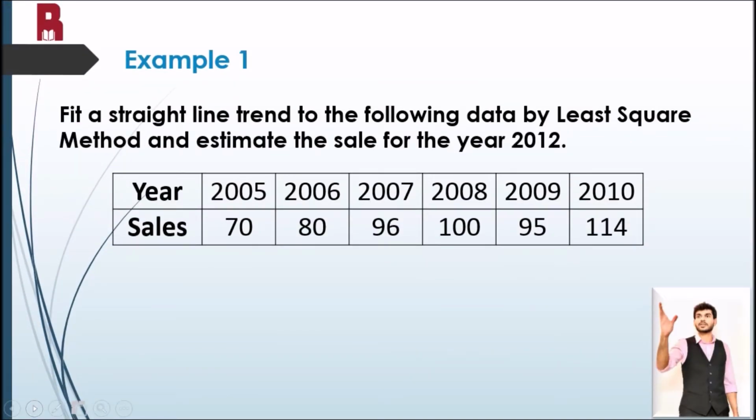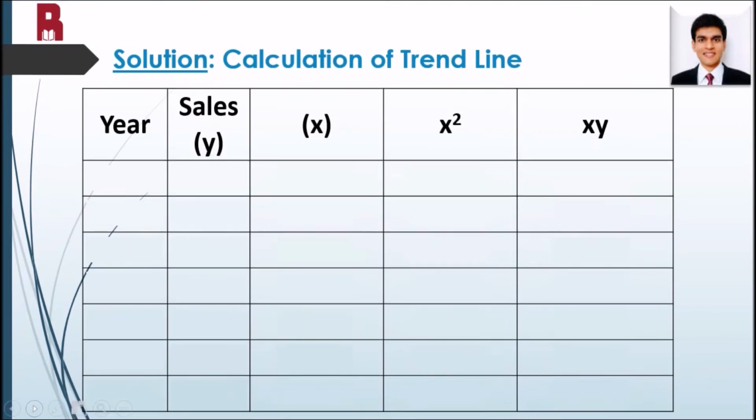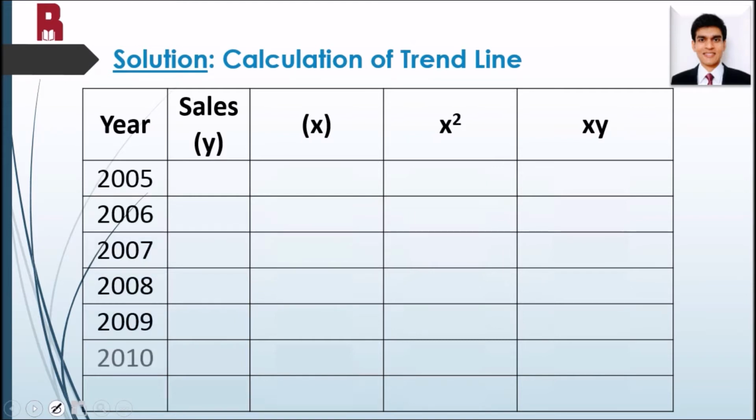The question says fit a straight line trend to the following data by least square method and estimate the sale for the year 2012. We have been given year-wise sales from 2005 to 2010. Now to calculate straight line trend using least square method, what we will do is prepare a table, and we will have the first two columns, that is year and sales, that come from the question. We will copy that year and sales as it is from 2005 to 2010 with the corresponding sales values.